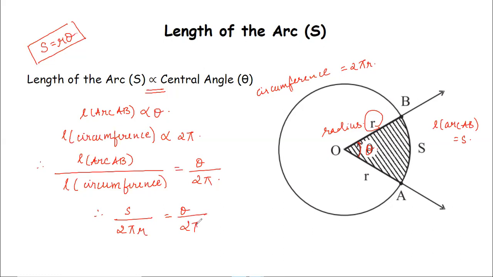Now let's cancel out what's supposed to be cancelled. 2 pi and 2 pi from both sides will be cancelled. So what are we left with? We are left with S upon R is equal to theta. On cross multiplication, we get S equals R theta. And that's the formula for length of the arc.